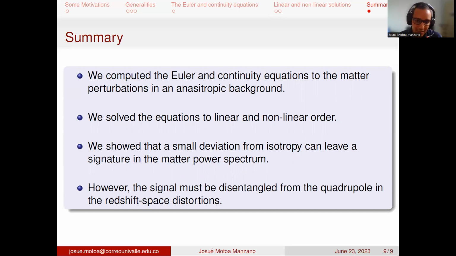Maybe what I didn't show, but it is a consequence of observations, is that these contributions can be obscured in the sense that the observational data is taken in redshift space. And redshift space has redshift space distortions, which contain quadrupole contributions. So maybe the contributions of the anisotropy in the background can be masked by these redshift space distortions. So our next work, the following work I want to say, is that we are going to study these redshift space distortions in an anisotropic background, okay?